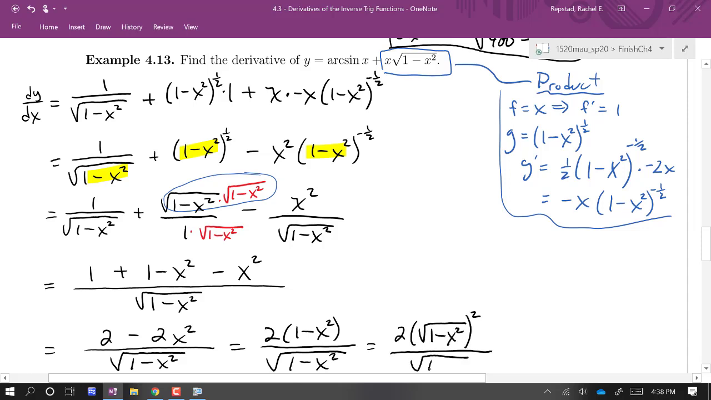And in that way, we can see that one of those square roots on top will cancel with the square root in the bottom, and we get 2 times the radical 1 minus x squared for our derivative.